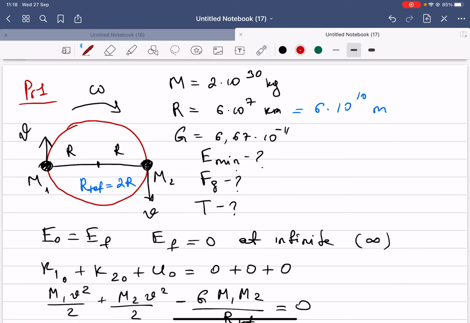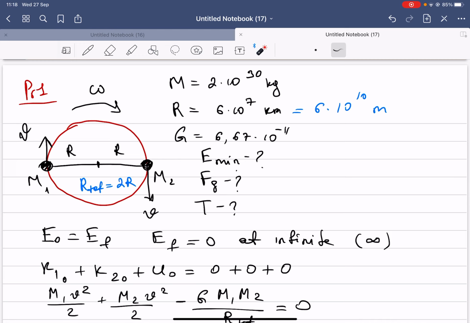Hello everyone, so here we have two stars and they're rotating along its orbit. The mass is given, the radius is given, and we have to find how much energy would be required to separate two stars to infinity. So basically we have to find what will be the minimum energy to separate these stars at infinity.